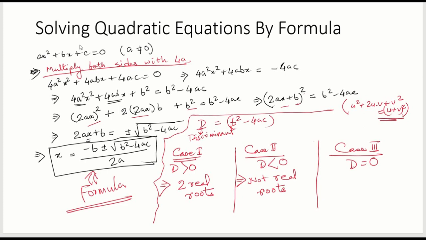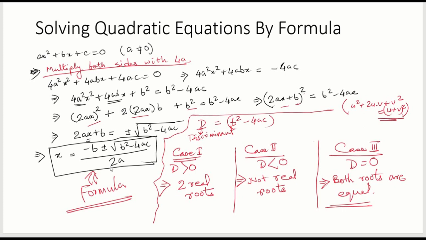And let's say if d equals 0, you see here is the case where we were discussing that two roots can be equal, because if d equals 0, then under the square root b square minus 4ac is 0, and we only get minus b by 2a. Then both the roots are equal. So that is what we get from the formula.